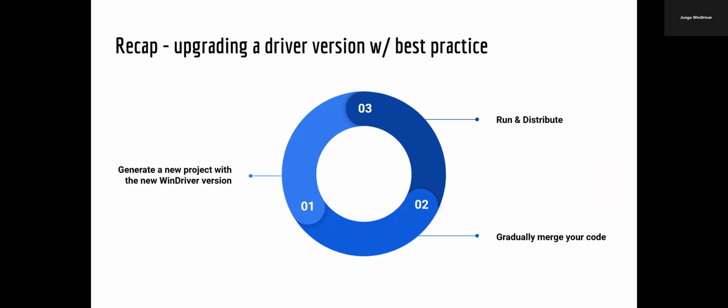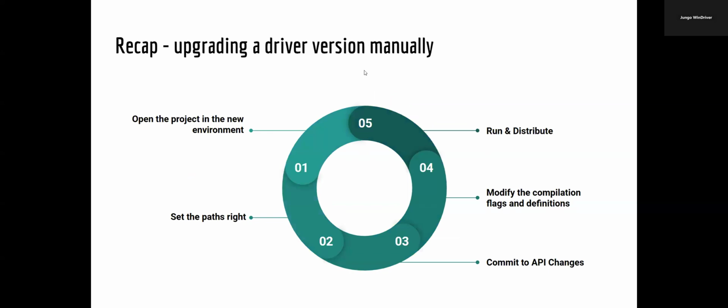Short recap. If you are doing it with our best practice, 3 steps: generate a new project, gradually merge your code to it, run and distribute. If you're doing it manually, you need to open the project in the new environment, set the paths right, commit to API changes, modify the compilation flags and definitions, and run and distribute.